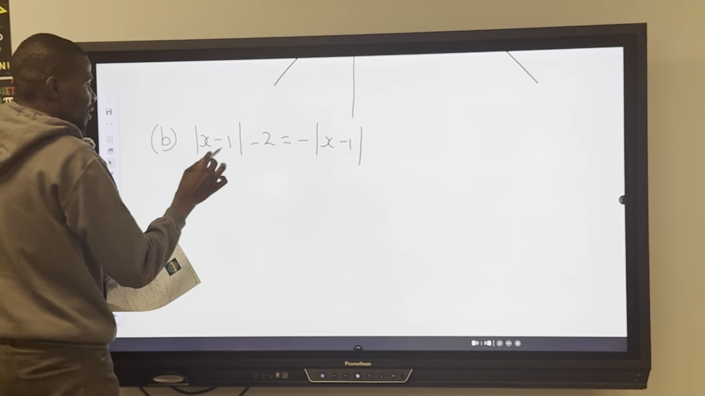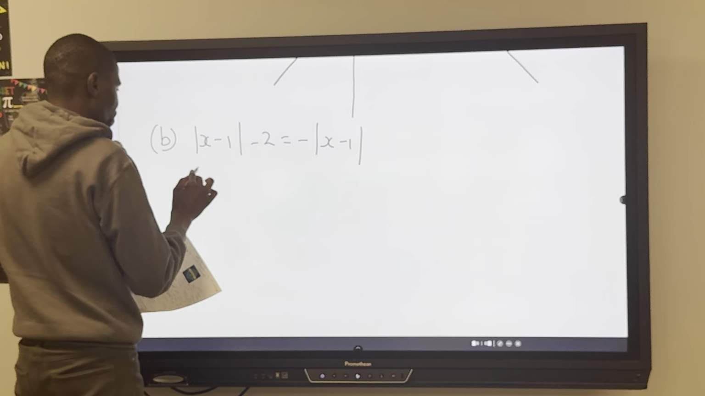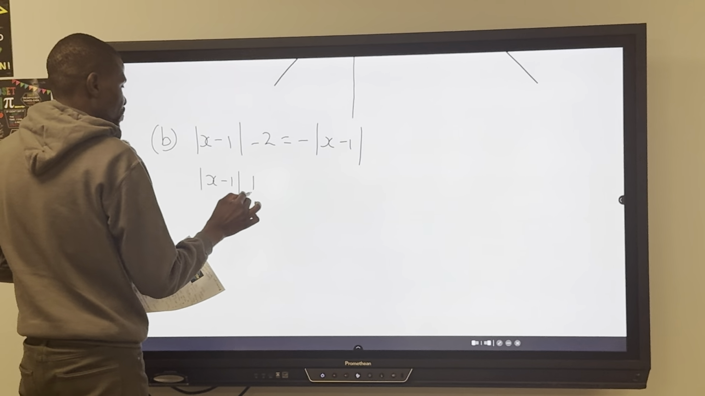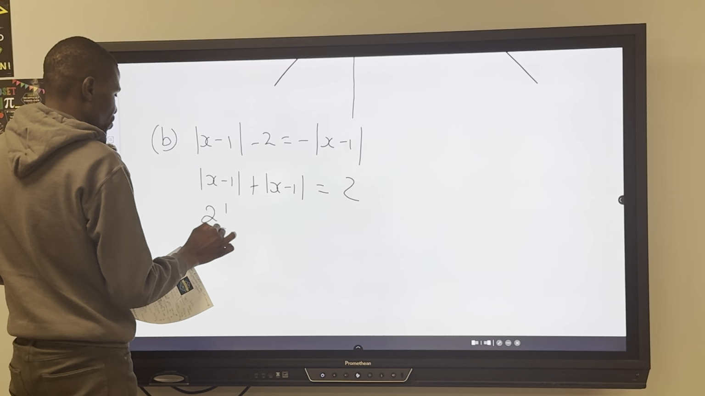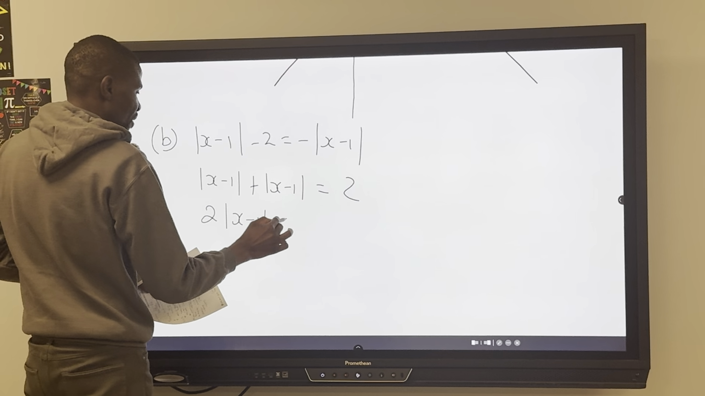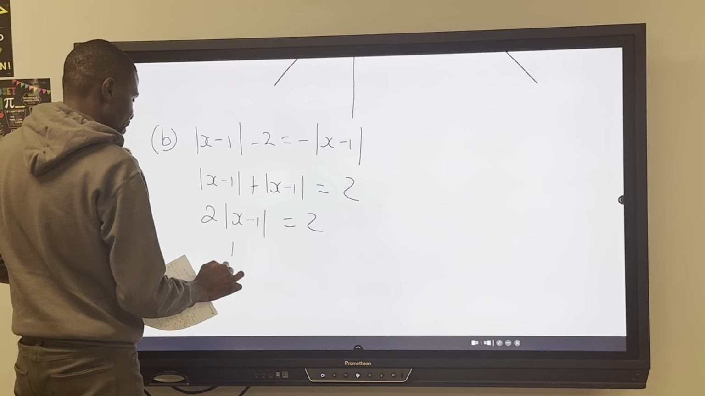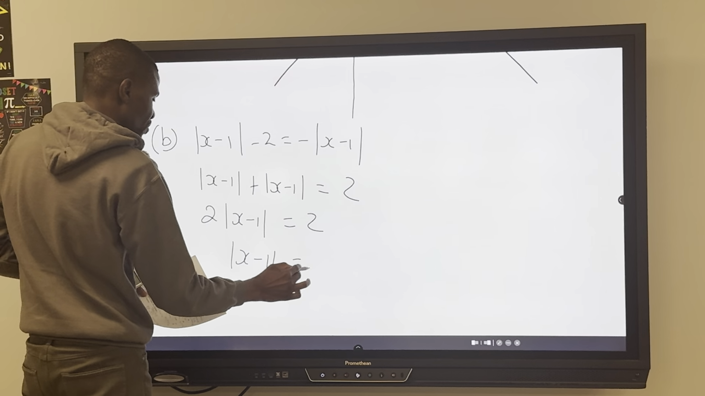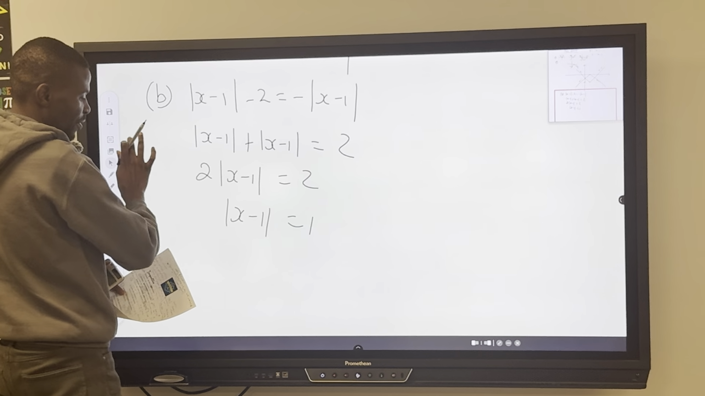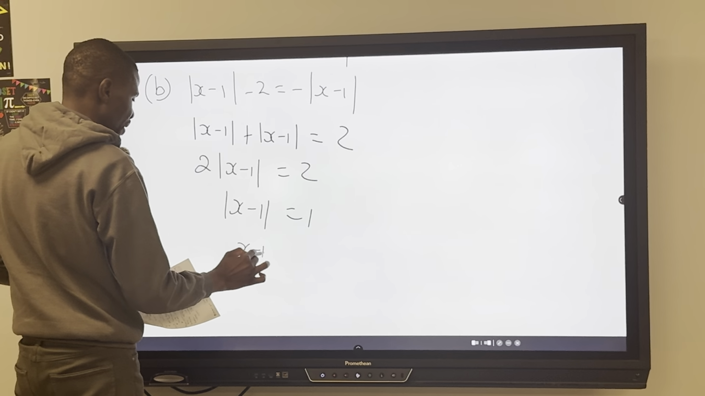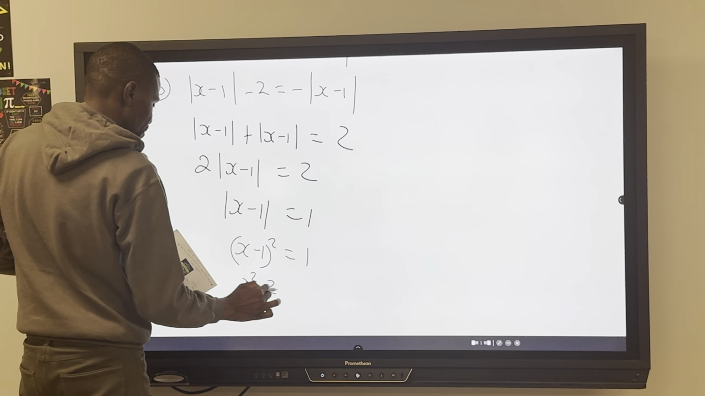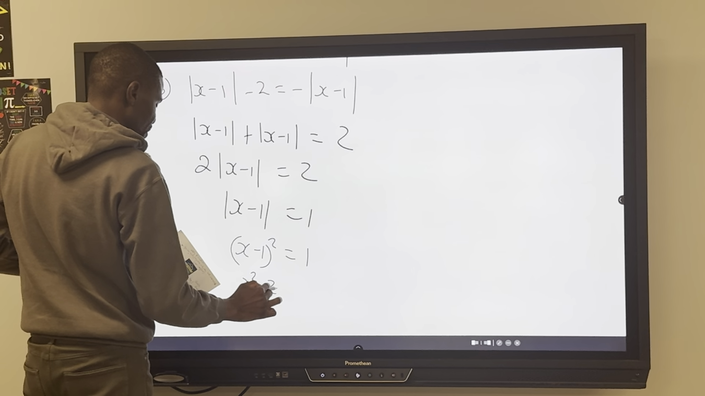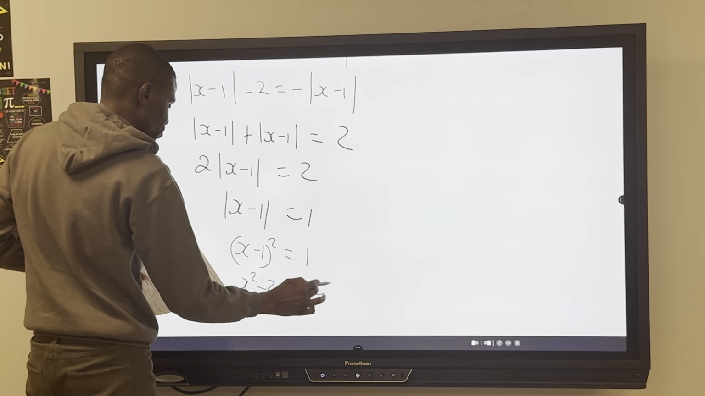So here, let's just move this up here. So x minus 1 plus x minus 1 equal to 2. So it's now 2 of x minus 1 equal to 2. We divide that, so x minus 1 equal to 1. Right, then when you solve, we square both sides. So x minus 1 squared equal to 1. So x squared minus 2x plus 1 equal to 1.